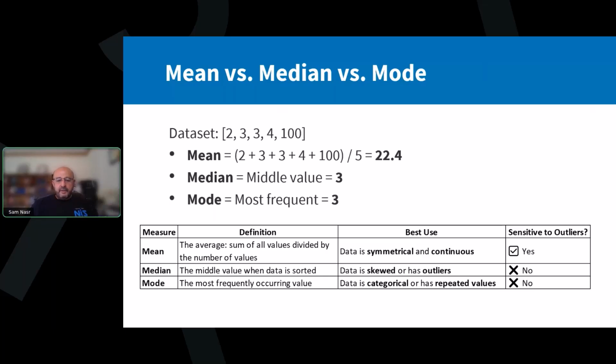The median, on the other hand, is the middle value. So since I have 5 values, I will count 1, 2, 3, and the middle value is the number 3. And so that is my middle value. Mode, on the other hand, is the most frequent. So which number repeats more often? And that is the number 3. So in this particular case, median and mode are identical.